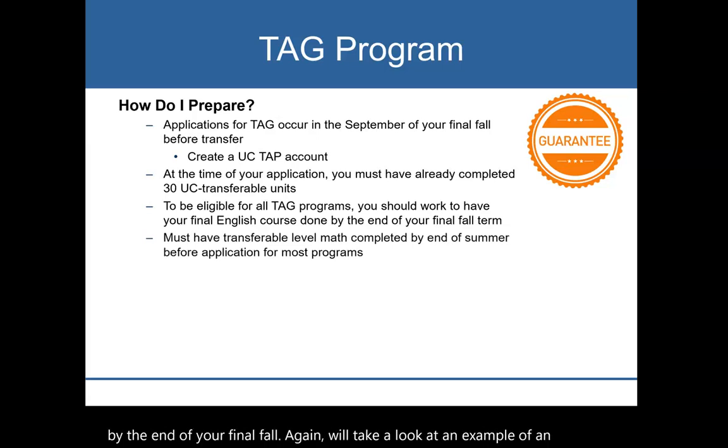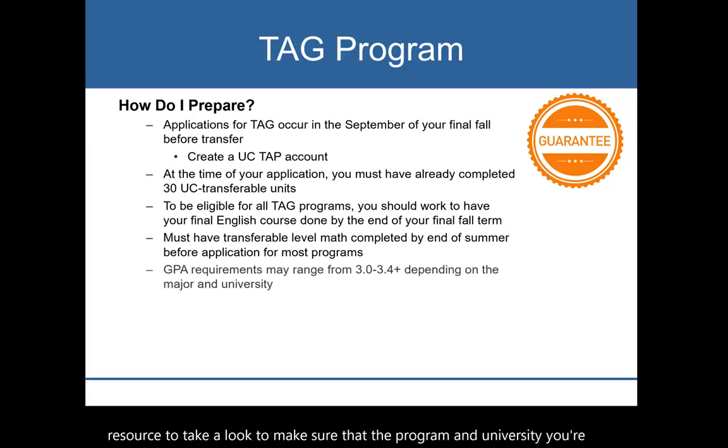You also must have transferable level math completed by the end of the summer before your application for most programs. Again, the TAG matrix is the resource to take a look at to make sure that the program and university you're looking for sticks to this or has some potential exceptions. GPA requirements can range from a 3.0 at some universities up to a 3.4. Again, I would say take a look at each university, each major to make sure that your GPA is at that level to be competitive to make sure that you can guarantee that spot.